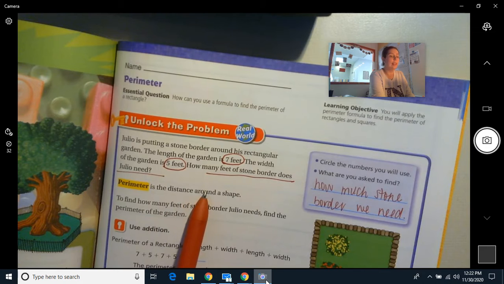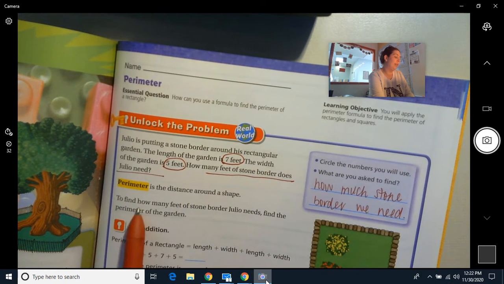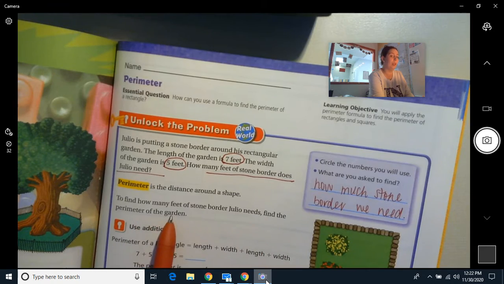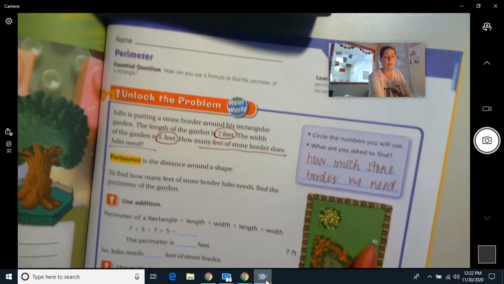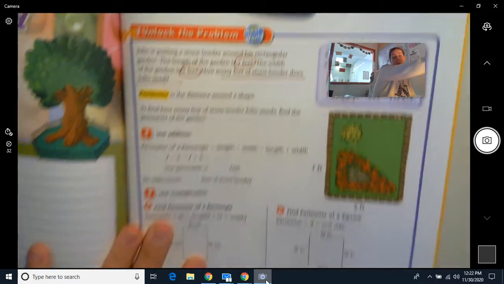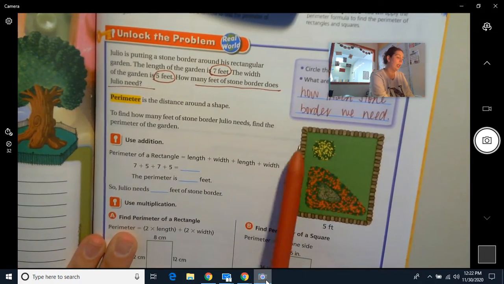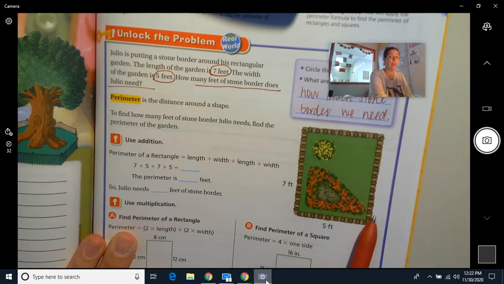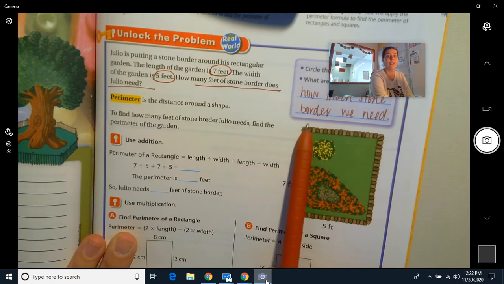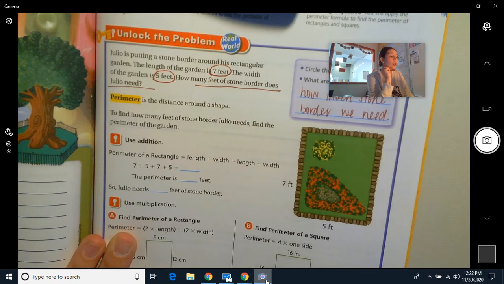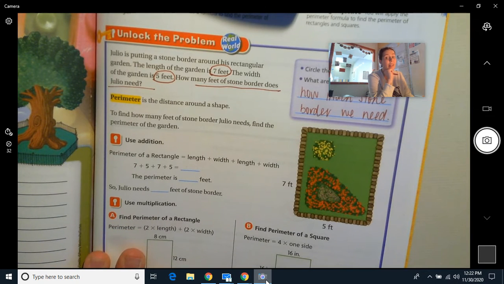Perimeter is the distance around a shape. To find how many feet of stone border Julio needs, find the perimeter of the garden. So here's a picture of the garden right here. What we need to do to find the distance around the shape is add all the sides together. Now, you should have learned this already in 3rd grade as well. So this should be review, but if you haven't, I'm going to remind you what that looks like, okay?